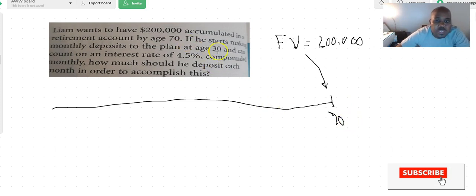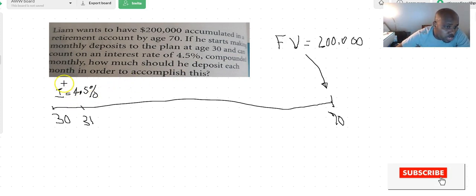So they say if you start making a monthly deposit to the plan at age 30, okay. So if you start making monthly deposits to the plan and can count on interest. So the interest here, what we need to understand, let's call it E, it's gonna be 4.5%, but this is gonna be annually, yearly. So understand the 4.5% is every year.